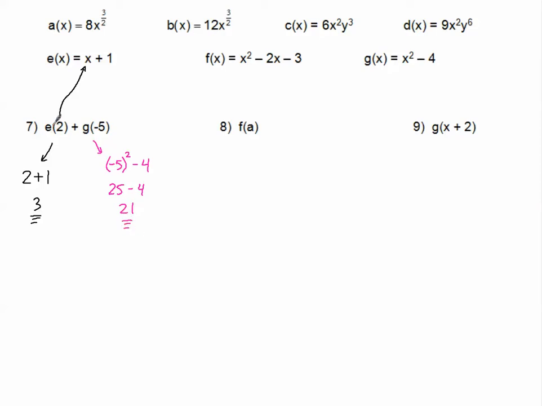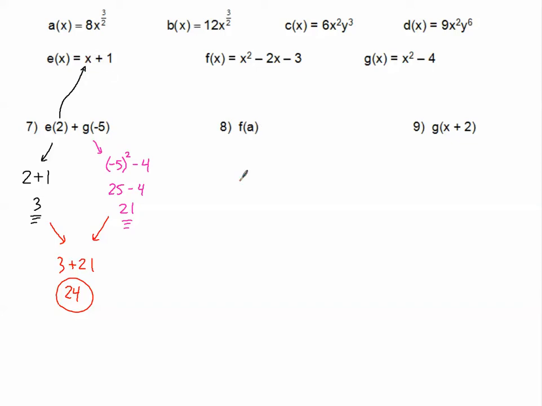So I have found e of 2, that's the number 3, and I have found g of negative 5, that's the number 21. What am I going to do with those two numbers? I'm going to add them together. I'm going to take the 3 and the 21, add them together and make 24, and that's my final answer. So it's pretty simple. All you do is know which function you're talking about and put the 2 or the negative 5 or whatever number into that function in place of your input.